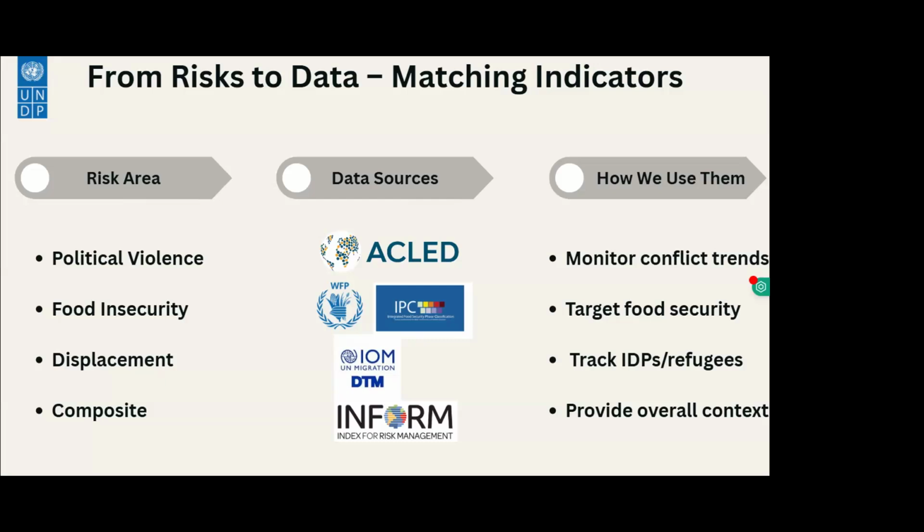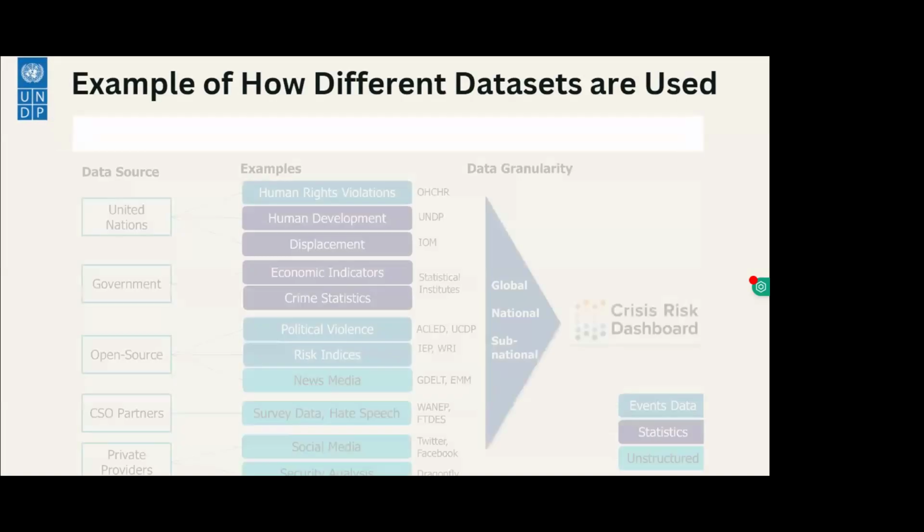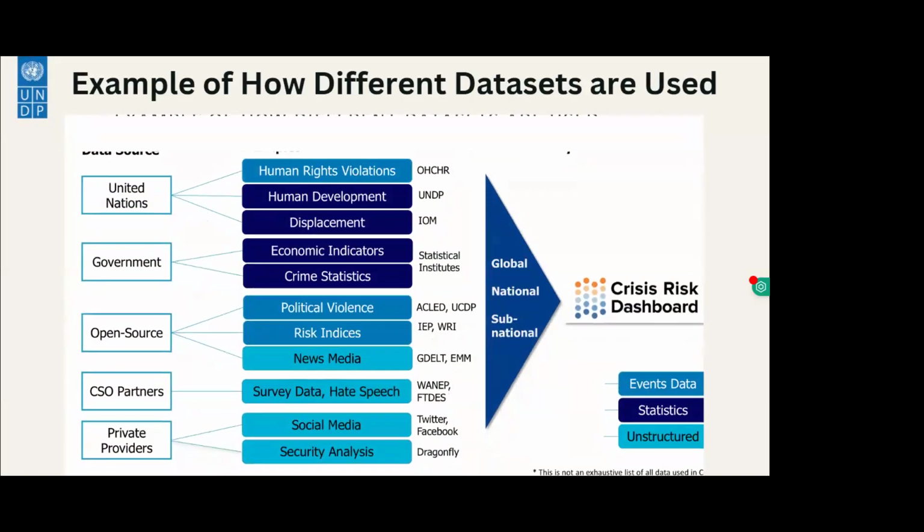So by matching each risk to a data source, we ensure that our CRD will have the right information to monitor those risks. The list on the slide is not comprehensive. The CRD might have many more data sets, such as economic indicators, inflation, and data from other UN agencies. But always keep in mind that each data set should tie back to a risk or a question we care about. In the next slide, I'll show you an example of how different data sets are used.